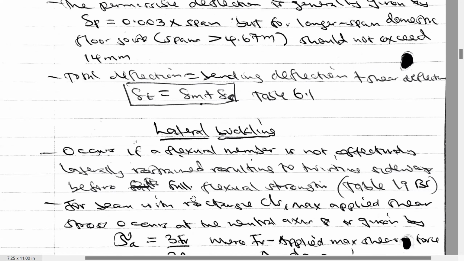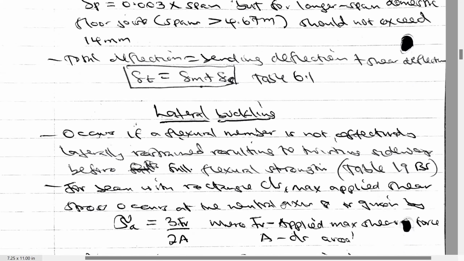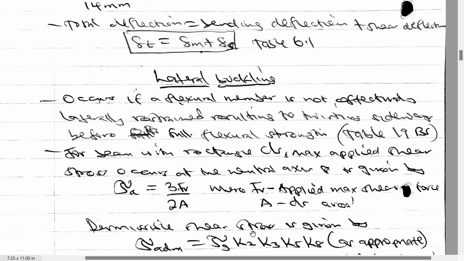For a beam with a rectangular cross section, which is the most common shape we use in timber sections, the maximum applied shear stress occurs at the neutral axis. Remember, A stands for applied. The applied shear stress is 3 times the maximum shear force, FV, divided by 2 times the area. Remember, this area is obtained from the table for that timber section. FV is the applied maximum shear force and A is the cross-sectional area.